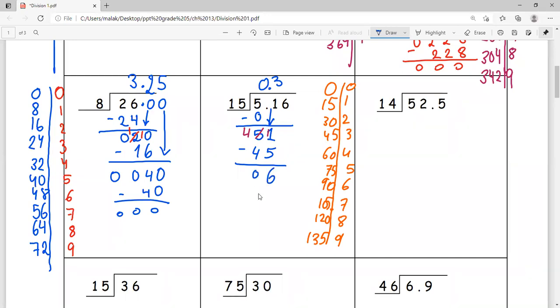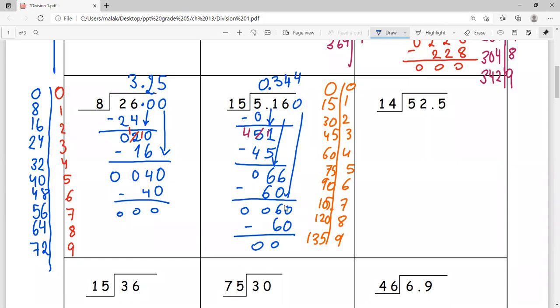Then we put 6 down. Okay, 66. 60. So 4 up, 60 down. The remainder is 6. How do we continue? We add 0 and we put it down. Okay, another 60. And the remainder will be zero. So 4 up and 60 down. Thank you, Hala.